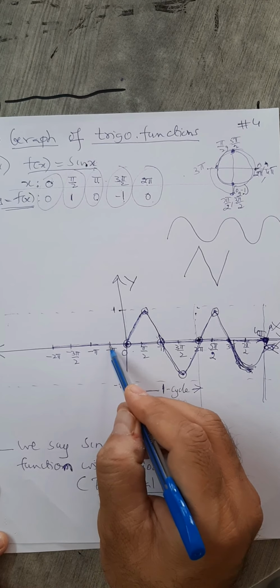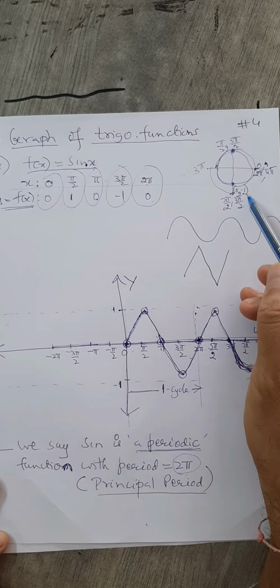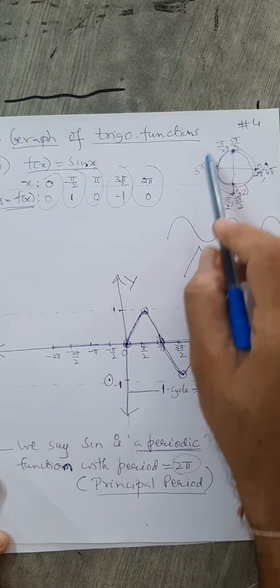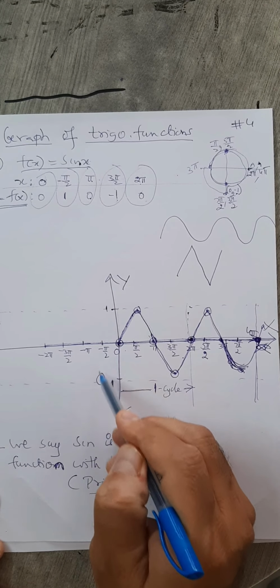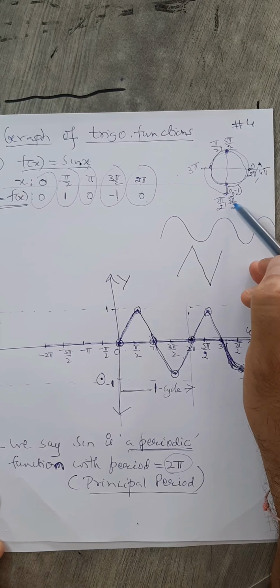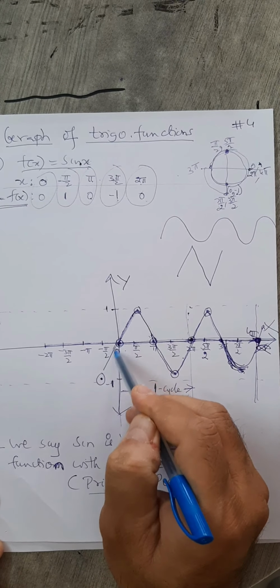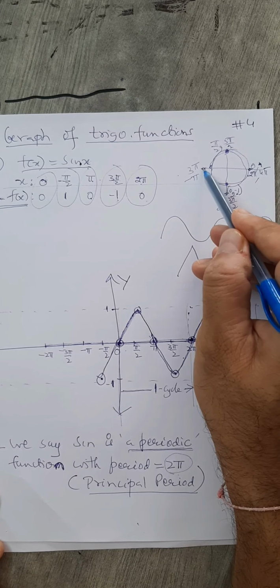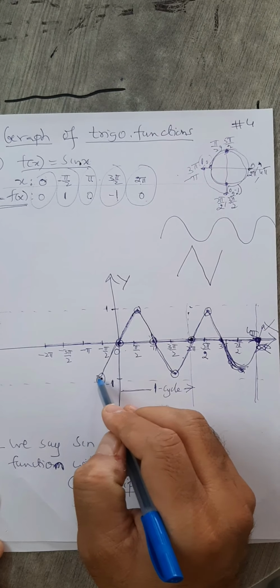See, I am drawing the graph at minus pi by 2. Where is minus pi by 2? Here. The value of the sine function is minus 1. Now I am not using this table because you know the unit circle very well. So here at minus pi by 2, the value is minus 1. So the graph comes down. Minus pi is here. There the first coordinate is minus 1, the second coordinate is 0. So the sine function becomes 0.